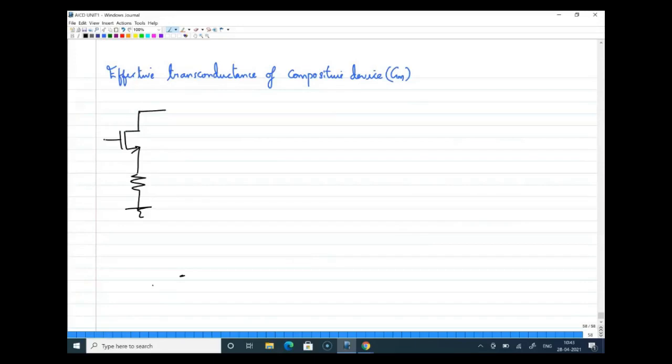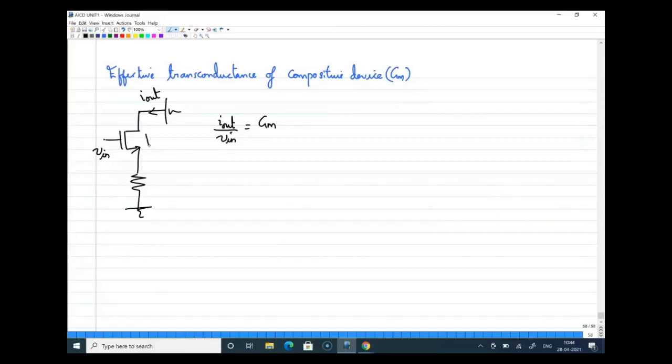So we know the procedure to find short circuit transconductance. This will be V in here, and I need to short circuit the output point, and I'll assume that there is a current I out, and I'll find what is I out by V in. That will give you capital G. We know this is the procedure we have followed in all the previous cases.